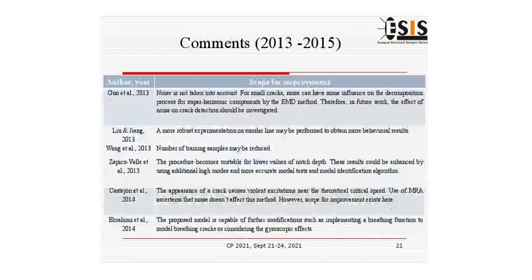For Zapico-Valle et al. in 2013, the procedure becomes unstable for lower values of notch depth. These results could be enhanced by using additional high modes and more accurate modal tests and modal identification algorithm.